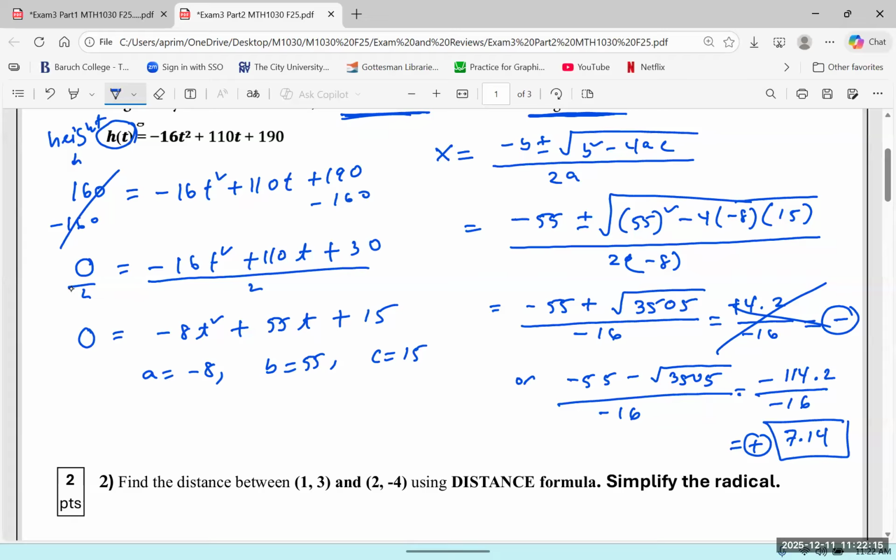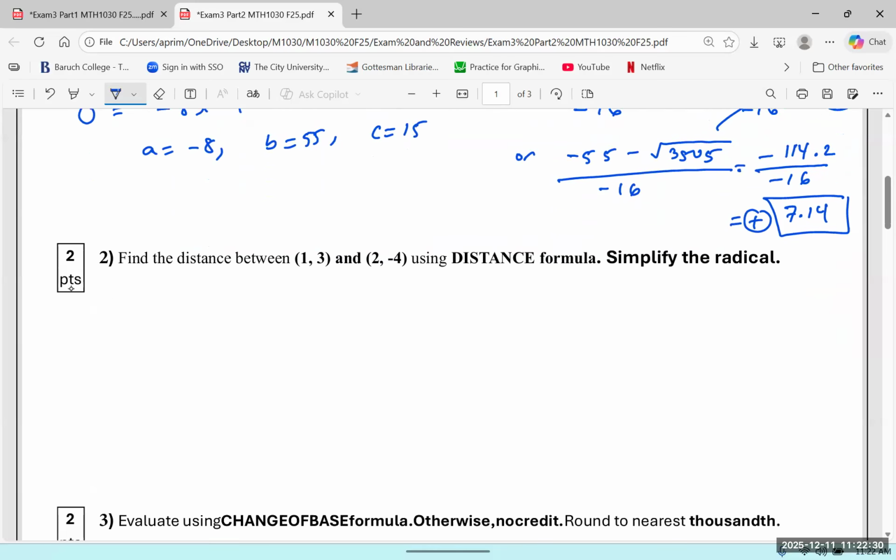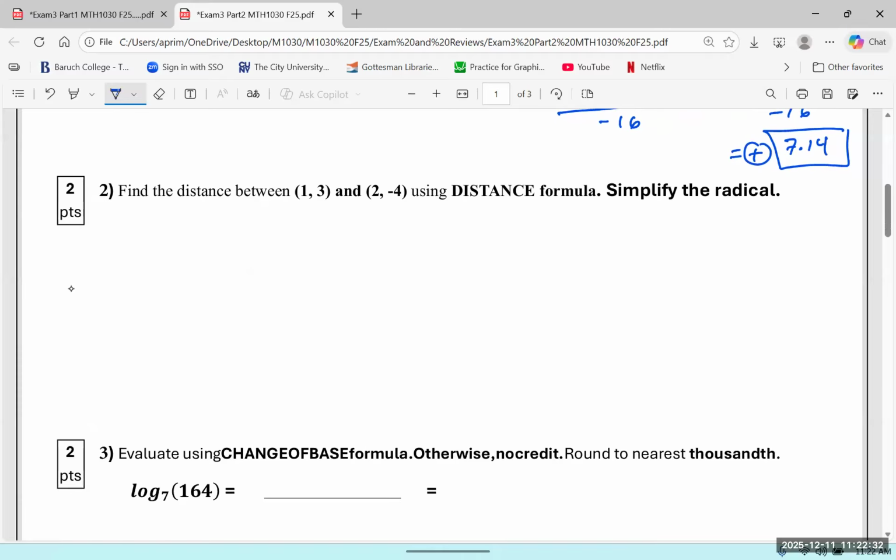Here B is for the other one. Maximum height, or the height is 0. And this one is asking when the height is 160. So 2 questions in the final exam. Then the distance, they give sometimes, not always, sometimes.